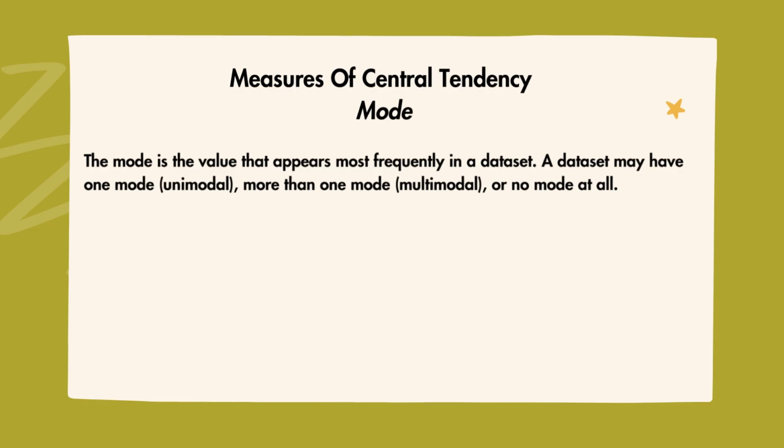Finally, let's talk about the mode, the third key measure of central tendency. The mode is the value that appears most frequently in a dataset. A dataset may have one mode, which we call unimodal, more than one mode, called multimodal, or sometimes no mode at all if all values occur with the same frequency.